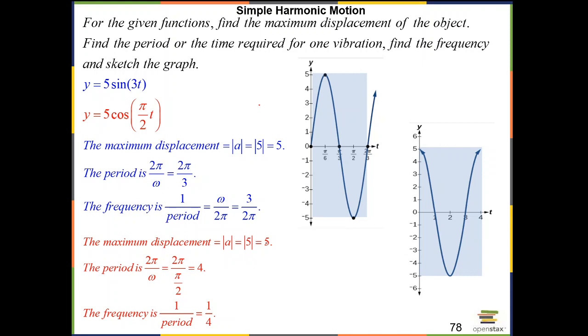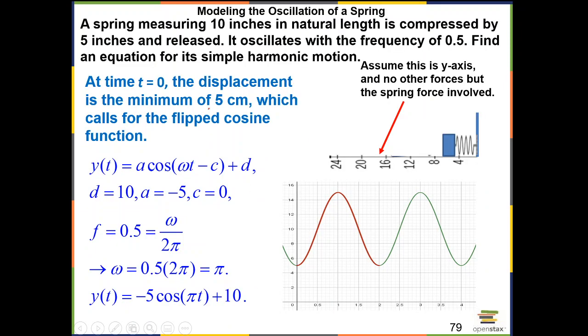Okay, and for the red one, maximum displacement again is 5, but the period is 2 pi divided by pi over 2, which is 4. And the frequency is 1 over 4. And these are the graphs, and you know that already. All right, so here's an example.